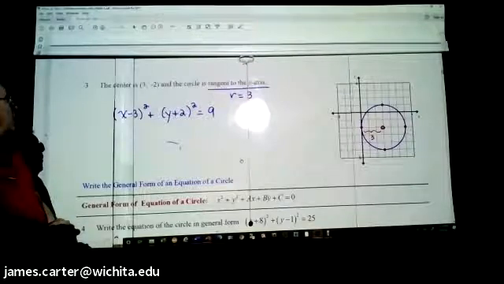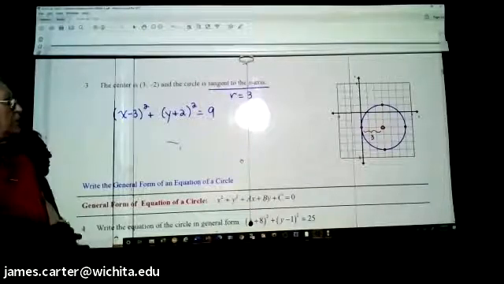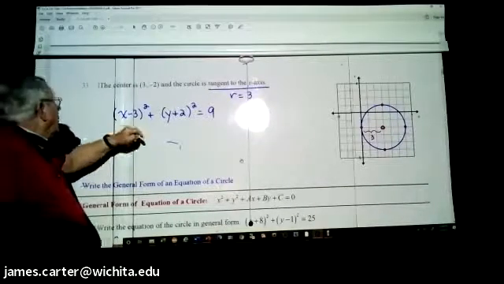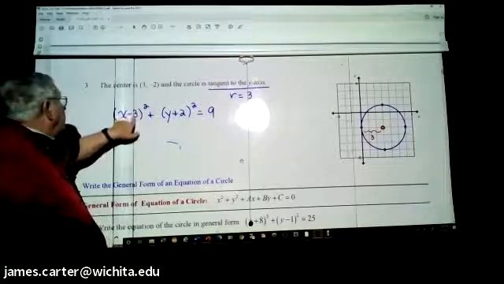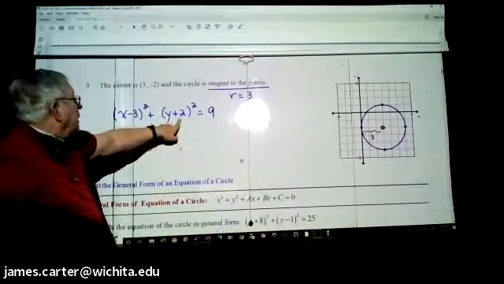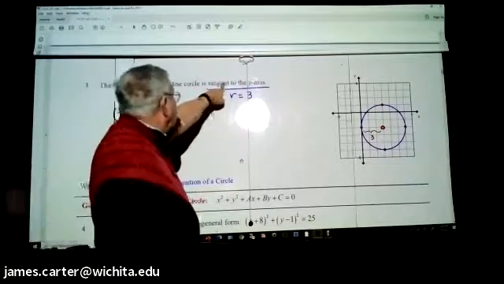Another similar problem, they give you the center. This time they tell you it's tangent to the y-axis. I worked a problem very similar to this one in class. You put in these values, the opposite of the signs. They don't tell you the radius.